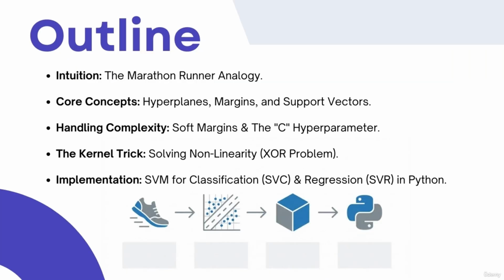Here is our roadmap for this session. We will start with an intuition builder using a marathon runner analogy. We will define the core concepts: hyperplanes, margins, and support vectors. We will discuss how to handle messy data using soft margins. We will look at a specific nonlinear example, fuel efficiency. We will explain the kernel trick, a mathematical hack to solve these nonlinear problems. Finally, we will implement this in Python for both classification, the XOR problem, and regression, SVR.